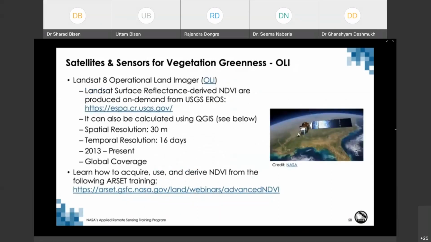Vegetation indices can be calculated from several of the OLI bands on Landsat 8. Landsat surface reflectance derived NDVI are produced on demand from USGS EROS from the link provided below. You can also calculate vegetation indices using QGIS or other software. Instructions on how to do so can be found at the link from the following RSET training. Like surface reflectance products, the spatial resolution of NDVI products is 30 meters with a revisit time of 16 days. Global coverage of vegetation indices calculated from OLI bands run from 2013 to the present.